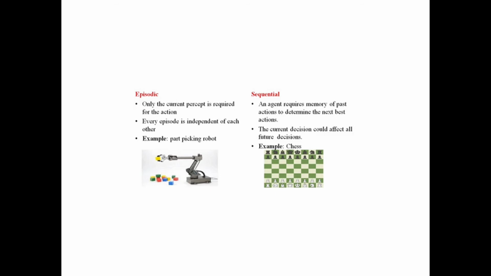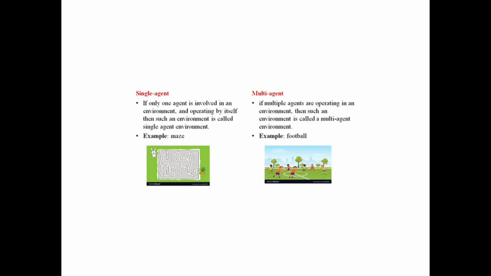The next property is single agent versus multi agent. Suppose we play a football game or cricket game, definitely we need multiple agents. Suppose we play a magic game, in that only one agent is enough. Only one agent is involved in the environment and operating by itself, then such an environment is called single agent. Moving to multiple agents: football, cricket, volleyball and so on. In those, definitely we need more than one agent.